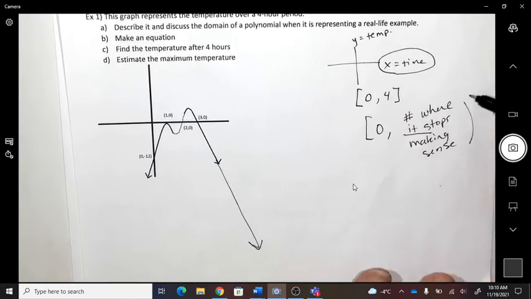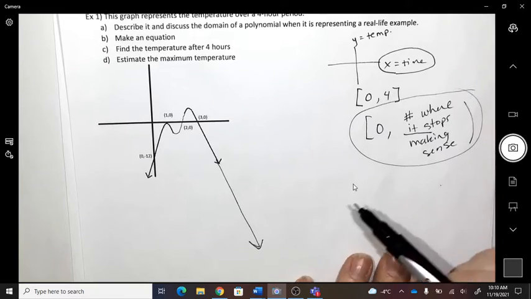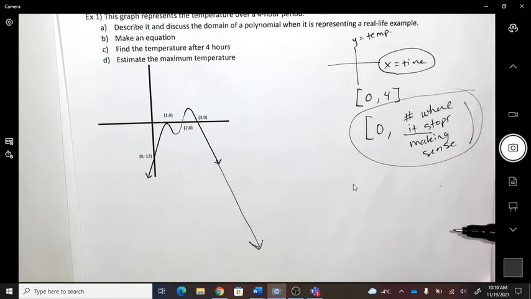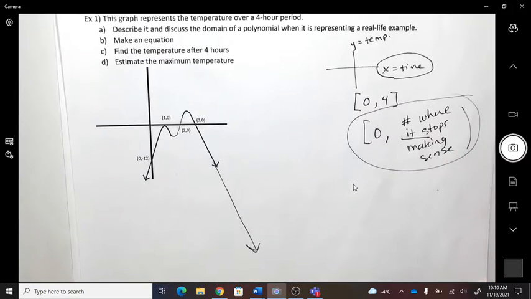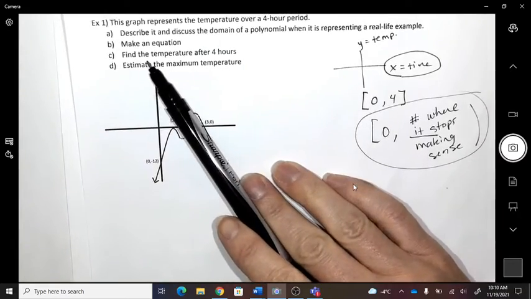Okay, so if you see that on the test, it's you having to discuss to me what are the problems with our domain. Okay? So first of all, our domain can't go negative time. Second of all, our domain eventually just doesn't make sense with the situation. Okay, make an equation.